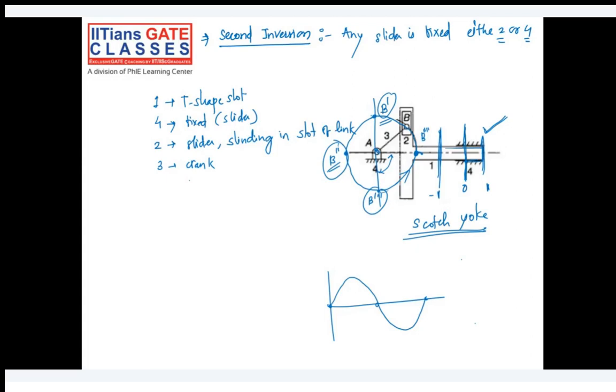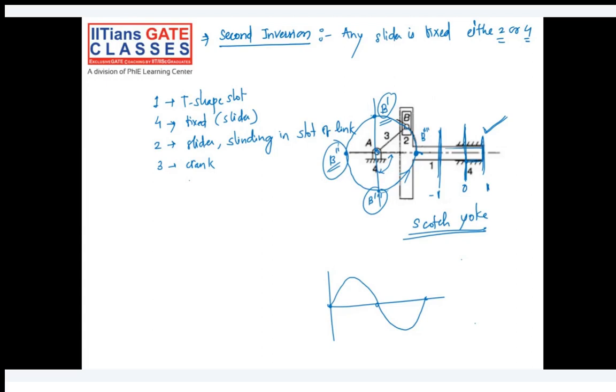The main intention is you should understand how that inversion is created, which link you are fixing and what inversions you are making out of it. If that is clear, then that's what is required from GATE point of view. No one will ask you to draw the figures or do the complete derivations of, let's say, why in quick return mechanism the time taken for forward stroke divided by time taken for return stroke is theta by beta.